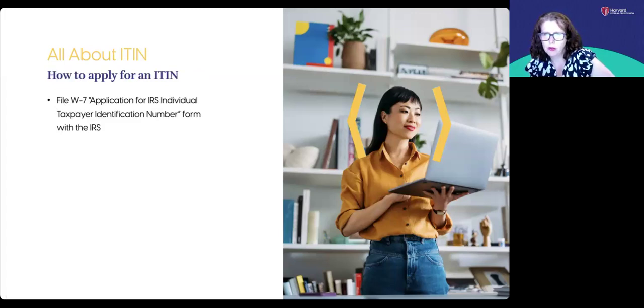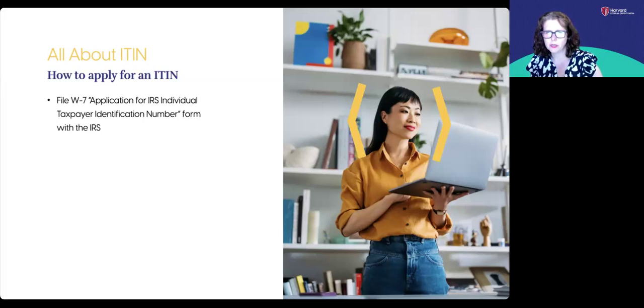Now that we have mentioned what ITINs are, we do want to go over how to apply. To apply for an ITIN, you're going to need to submit a form called a W-7 form to the IRS. You submit this form by mail, and at the end, we're going to give you the correct address to send it to, or in person at one of the IRS's taxpayer assistance centers near you, which can be found on the IRS website.